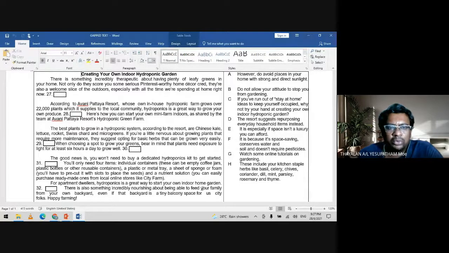Okay, now moving on to the last paragraph. For apartment dwellers, hydroponics is a great way to start your own indoor home garden. So they are talking about apartments, so where space is a constraint. Now let's look at option B. Do not allow your attitude to stop you from gardening. Okay, let's just put it into consideration. Let's move on to E. It is especially if space isn't a luxury you can afford. It makes a lot more sense because it speaks about space.